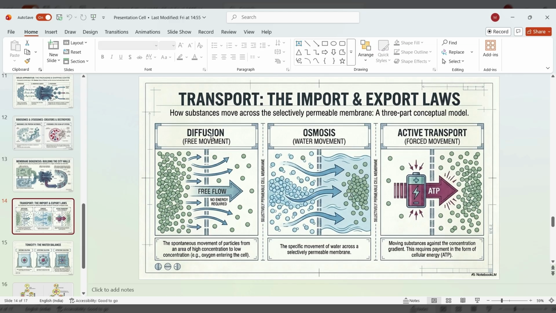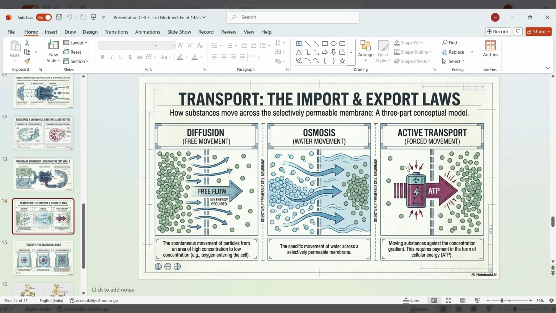And in the case of diffusion, the solid, liquid, and gases, all three components can be moved. But in the case of osmosis, only the water actually moves. So this is all about the comparative account between diffusion and osmosis. Also, you can see one of the processes called active transport.